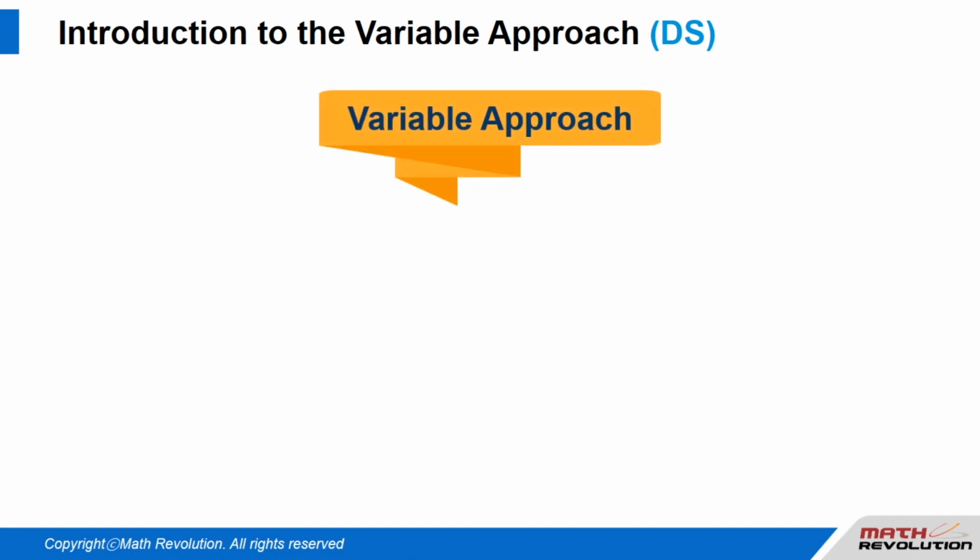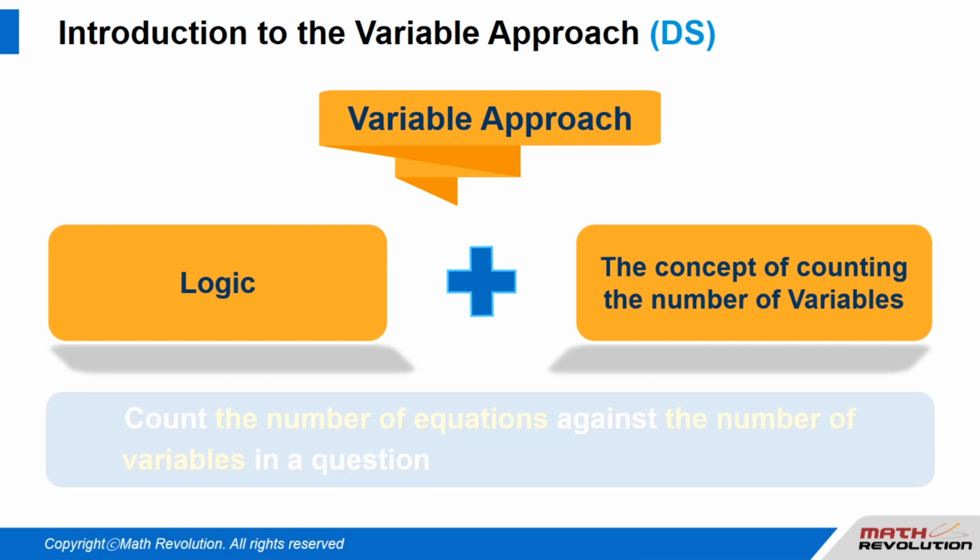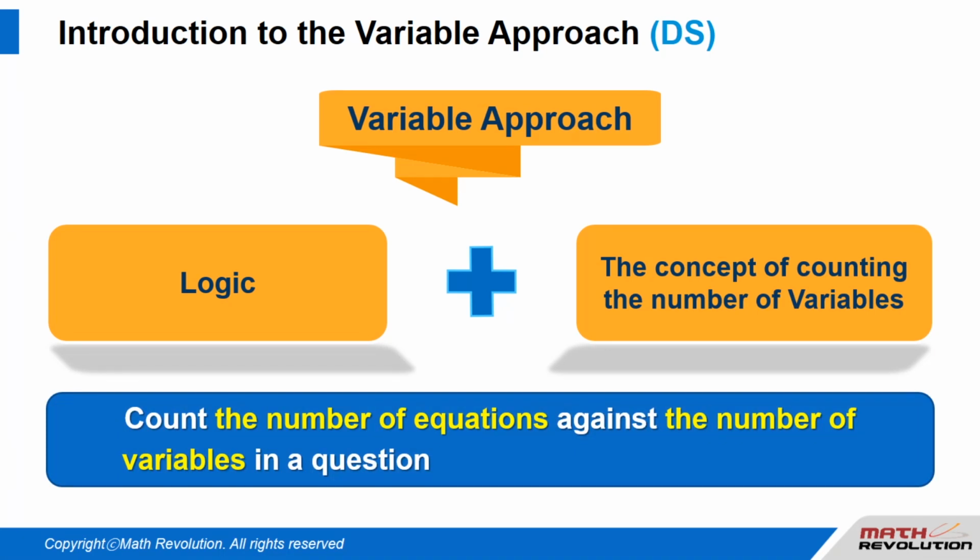Why did I call my system the variable approach? Unlike the conventional approach used by the GMAT official guide, my approach tackles DS questions by counting the number of equations against the number of variables in a question. Since my approach is based on both logic and the concept of counting the number of variables, I called it the variable approach. The variable approach finds the most likely answer by counting the number of equations against the number of variables in a question. This proved to be one of the fastest and most effective ways to tackle DS questions.